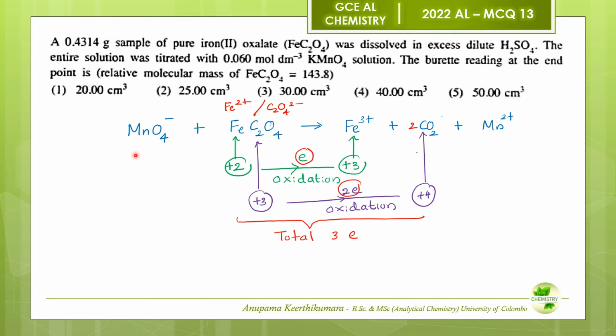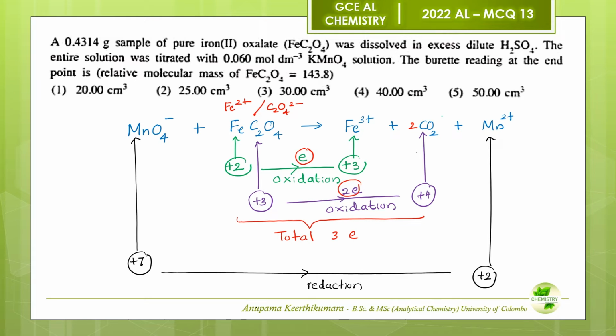Oxidation state of manganese in permanganate ion is +7. Oxidation state of manganese in manganese 2+ ion is +2. The change in oxidation state of manganese is +7 to +2. Therefore, this reduction process involves 5 electrons. Now we will balance the number of electrons. 5 electrons and 3 electrons.